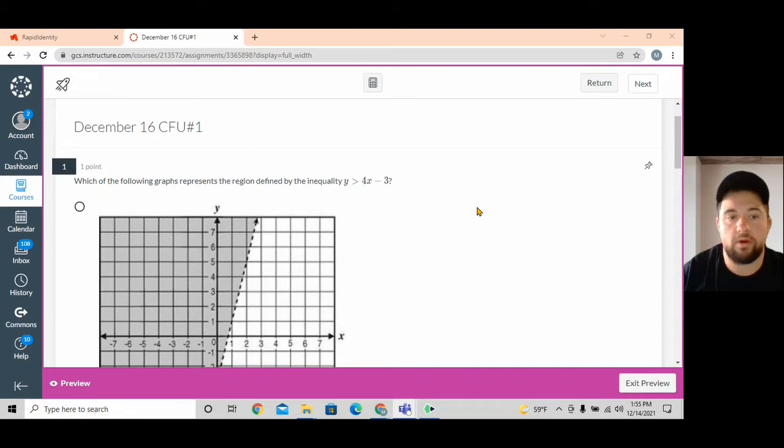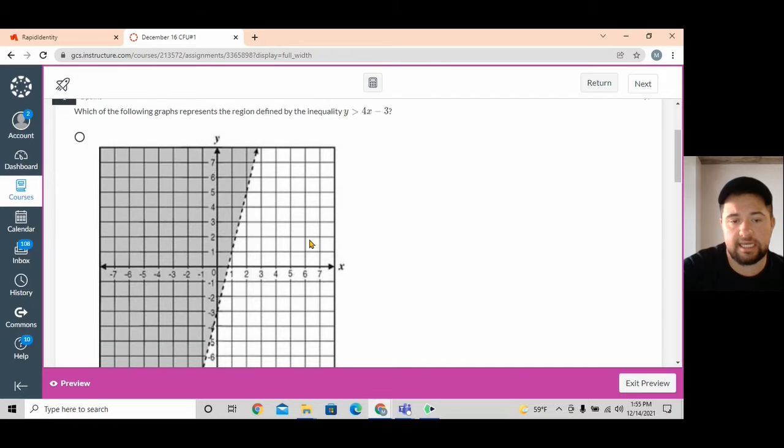All right, here we go. Problem number 1. Which of the following graphs represents the region defined by the inequality y is greater than 4x minus 3? First thing we should notice is that greater than symbol. So that means we're looking for a dashed line. So we're going to look down these graphs. Number 1 is good because it has a dashed line.